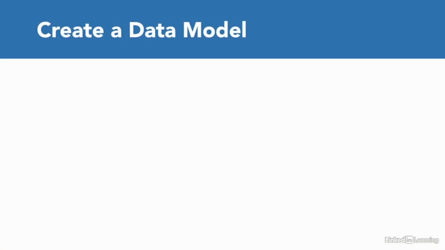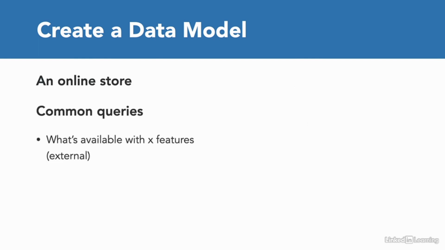For this exercise, I would like you to create a data model based on this specification. The data model is supposed to be for an online store, and there are a few common queries that you can expect to be executed. The first query is, what's available with X features? Next one is, what's out of stock? That's going to be a mostly internal query.